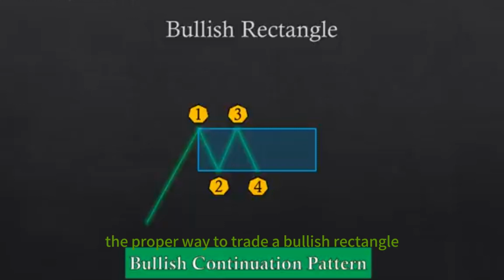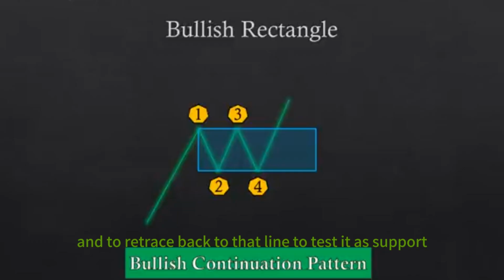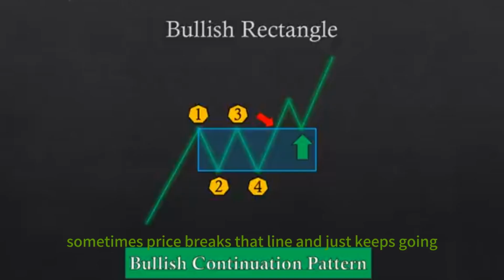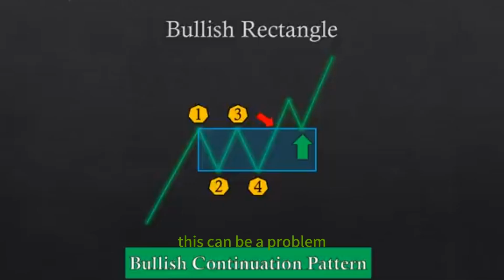The proper way to trade a bullish rectangle is to wait for price to break above the line that connects the highs, and to retrace back to that line to test it as support. This is the optimal scenario, of course. That doesn't always happen. Sometimes price breaks that line, it just keeps going. It's gonna be a problem because if you are an anxious trader, you will try to chase price once it breaks the pattern, and that can end badly.